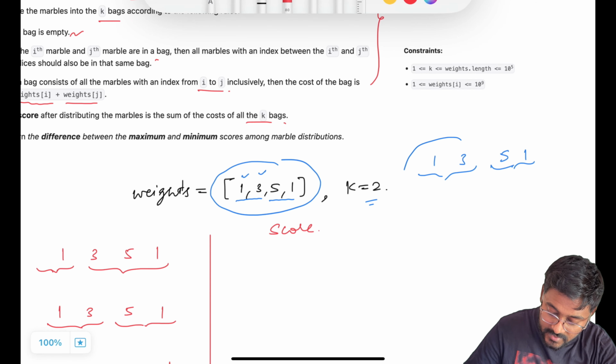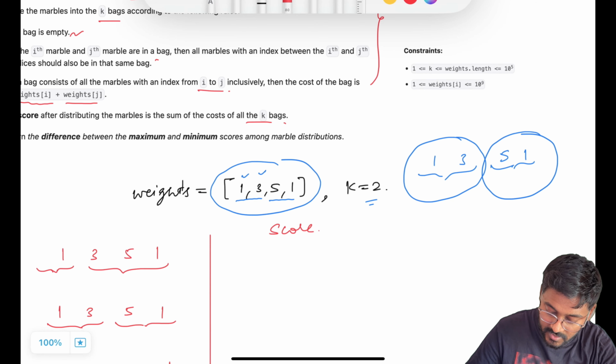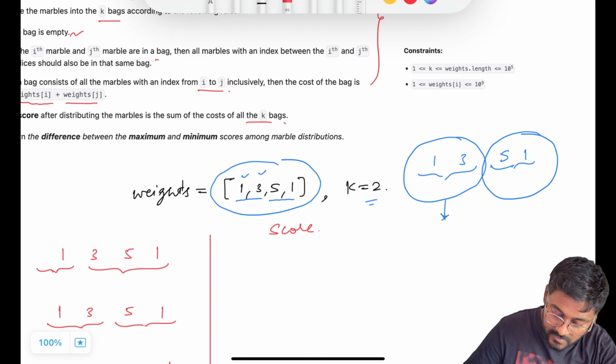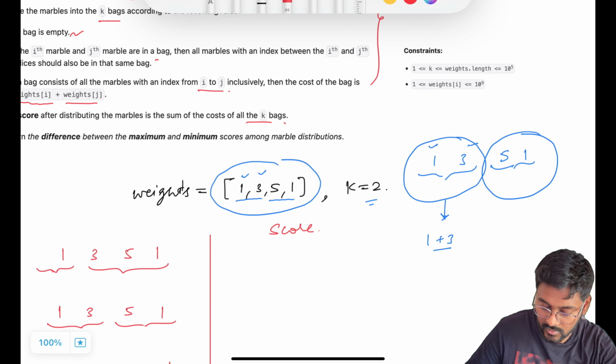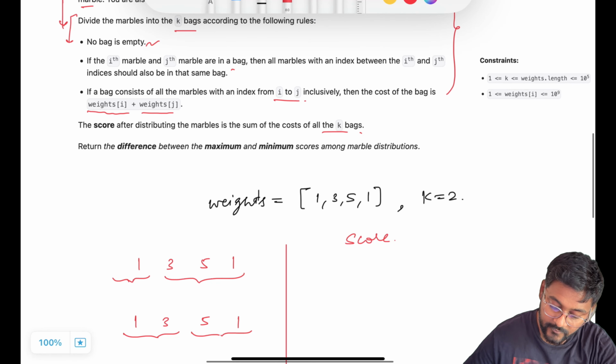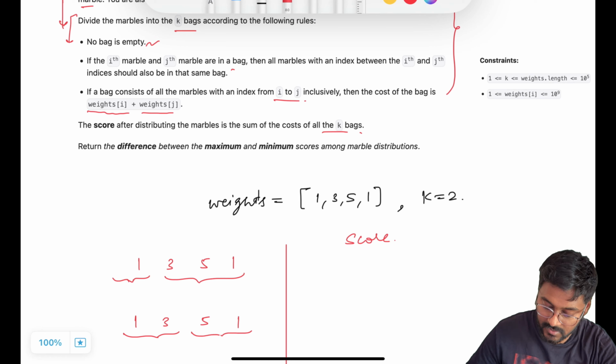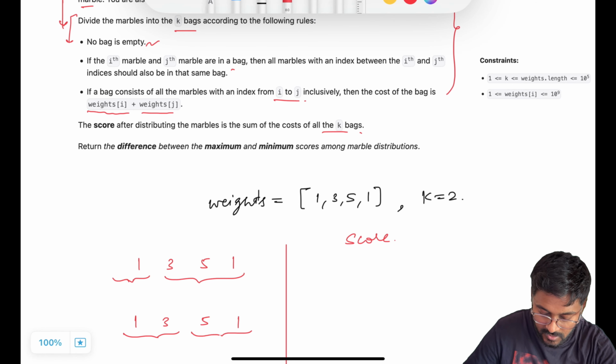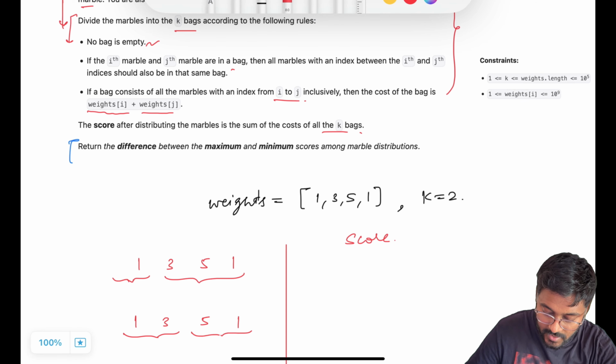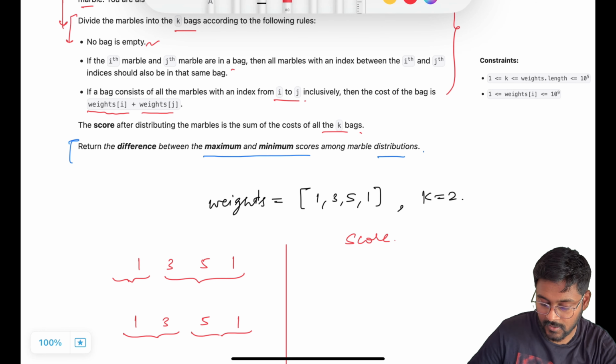So these two bags we have created using these weights. And now what is the cost of the first bag? First element value plus last marble value, 1 plus 3, that is the cost, similar to all the other bags. And once we divide all of these marbles into some k bags, we might have multiple possibilities for this distribution. In the end, return the difference between the maximum and the minimum scores among the marble distributions.